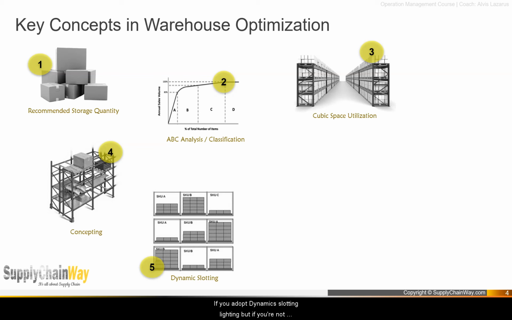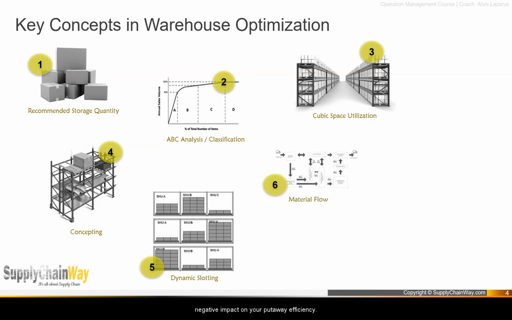If you adopt dynamic slotting, but you're not setting those parameters properly, it will have a direct negative impact on your put away efficiencies. The sixth one is material flow. Now there are different material flows. There is an I-type flow, a U-type flow, an L-type flow. But the crux of every material flow is that you should ensure there are no crisscrosses within your warehouse movement. That is the key criteria when you are designing your material flow.